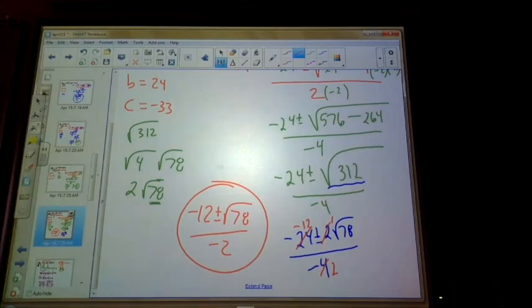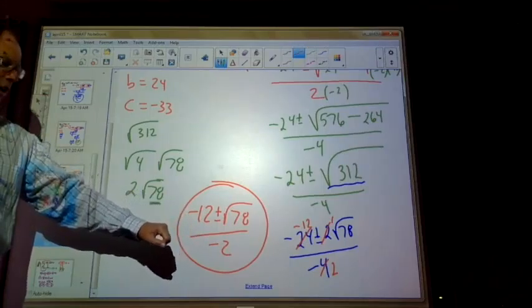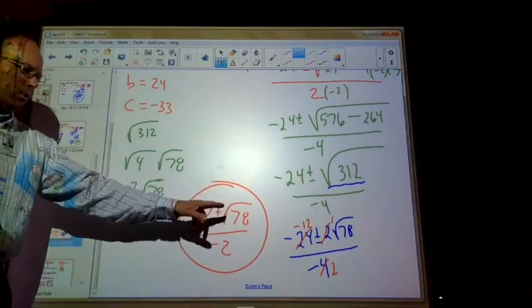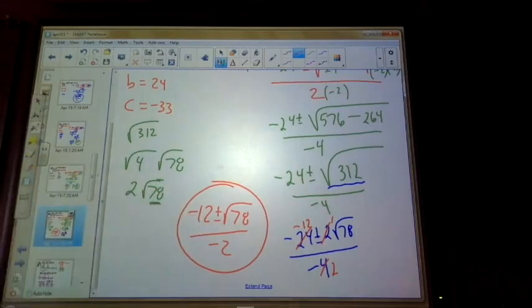Sometimes they'll try and trick you on this type of problem because you have this negative negative. This answer actually comes out to 12 plus or minus root 78 all over positive 2. But either answer I would accept.